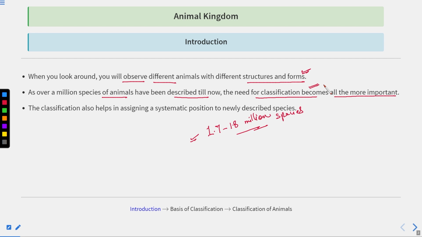As millions of species of animals have been described till now, the need for classification becomes all the more important. That is why studying organisms on the basis of classification is very important nowadays. Classification also helps in assigning a systematic position to newly described species.